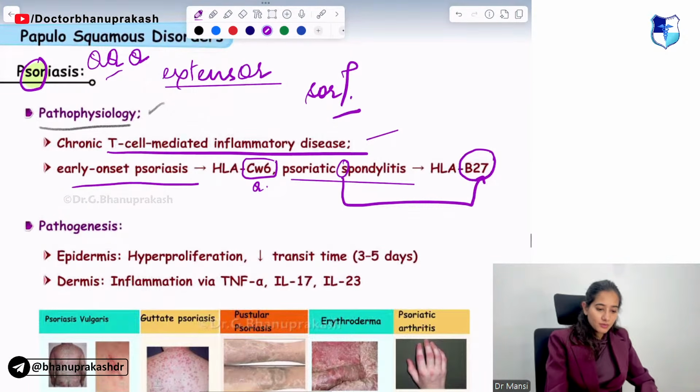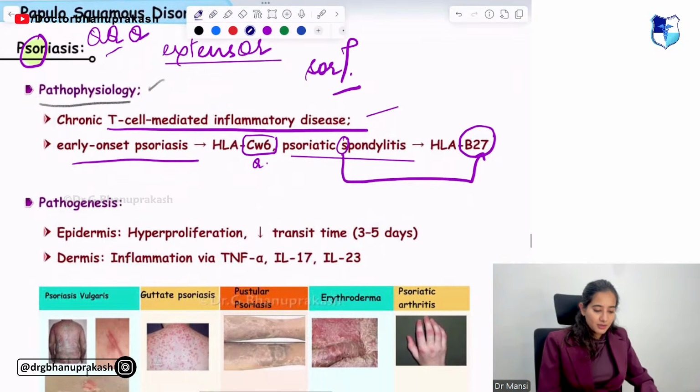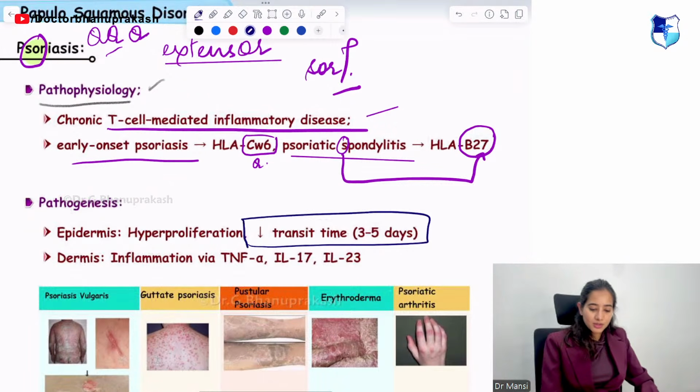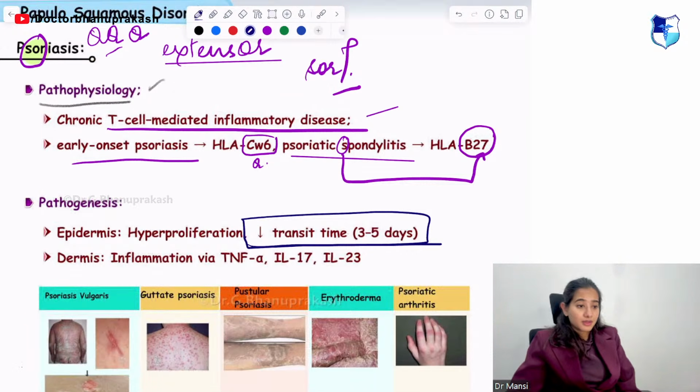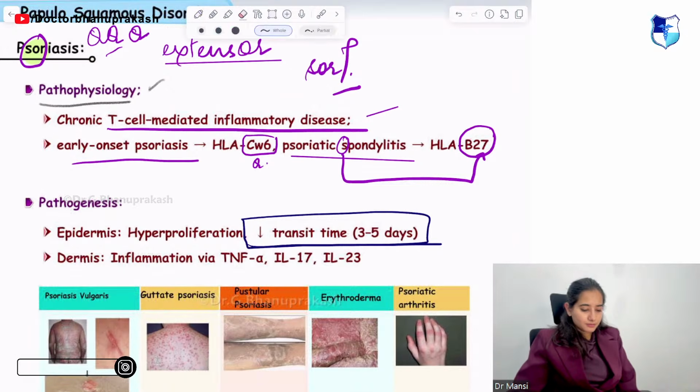Fine. What is happening? I told you something about this transit time. What transit time is it? 3 to 5 days. Something is decreased. Anyone who can tell? We just discussed it in the beginning of our lecture. Flexor in lichen planus, absolutely right.